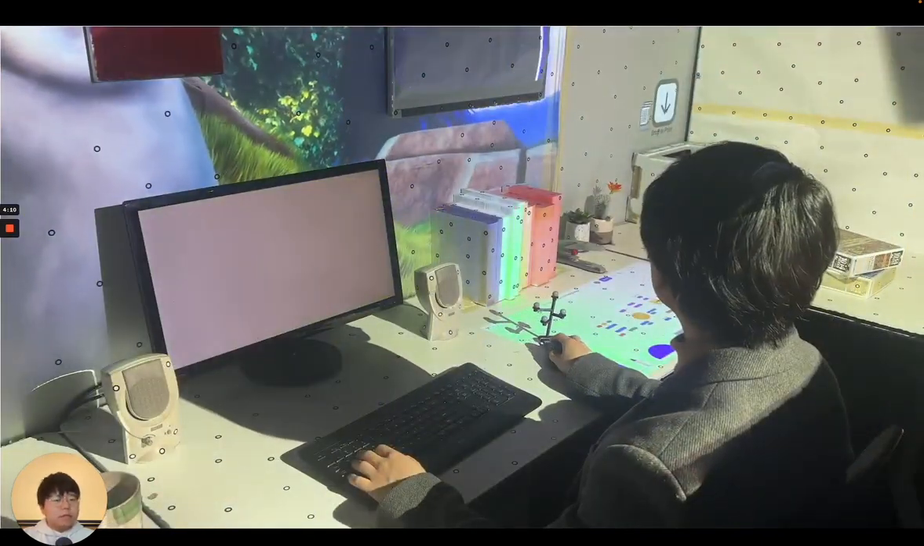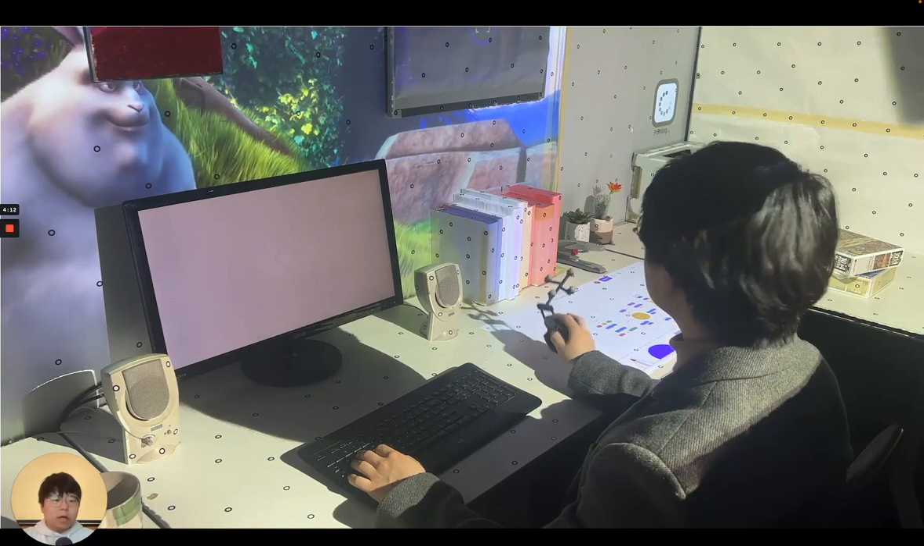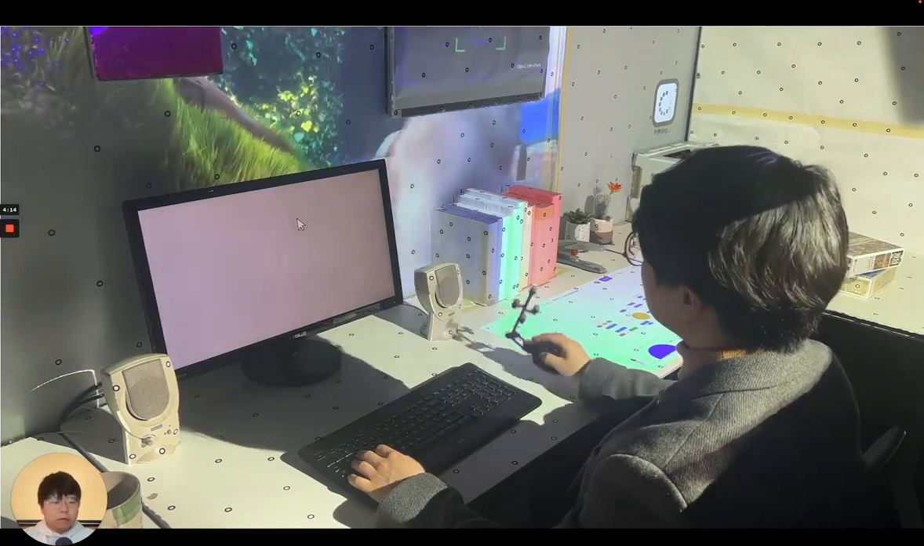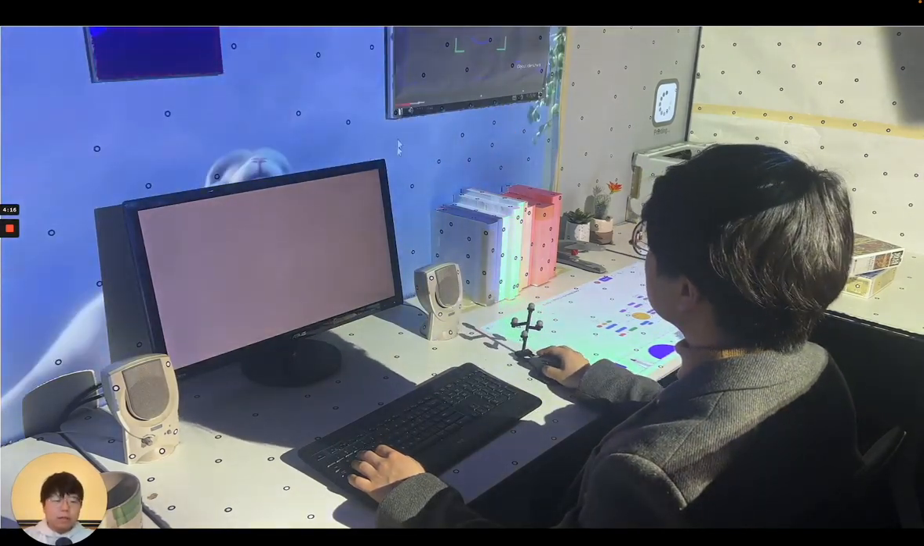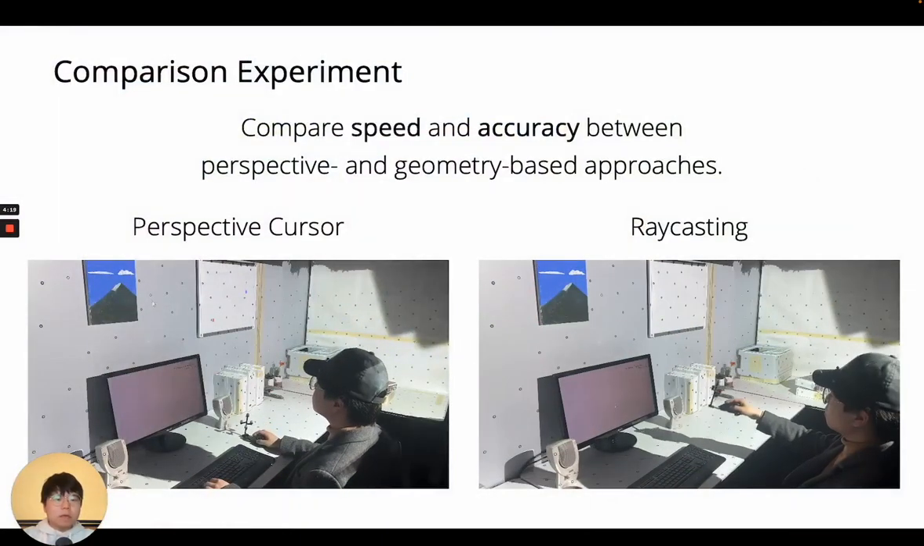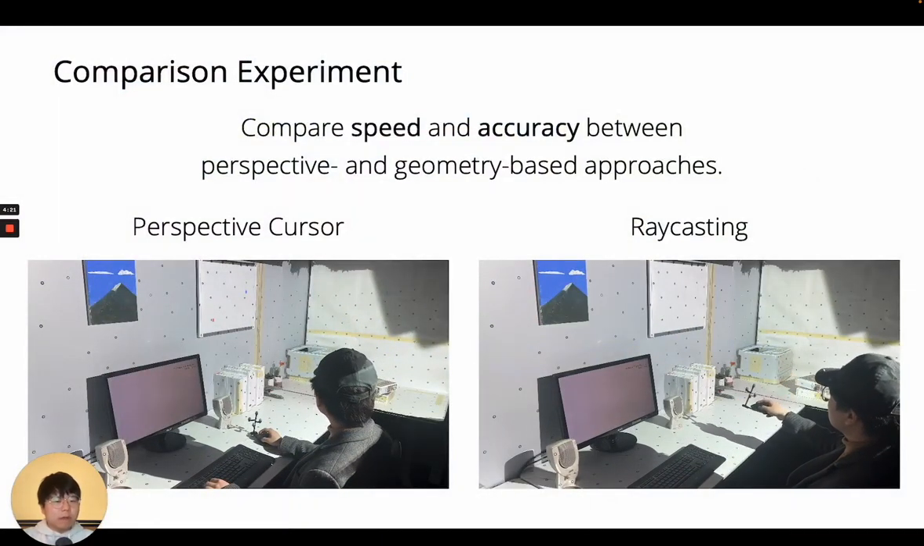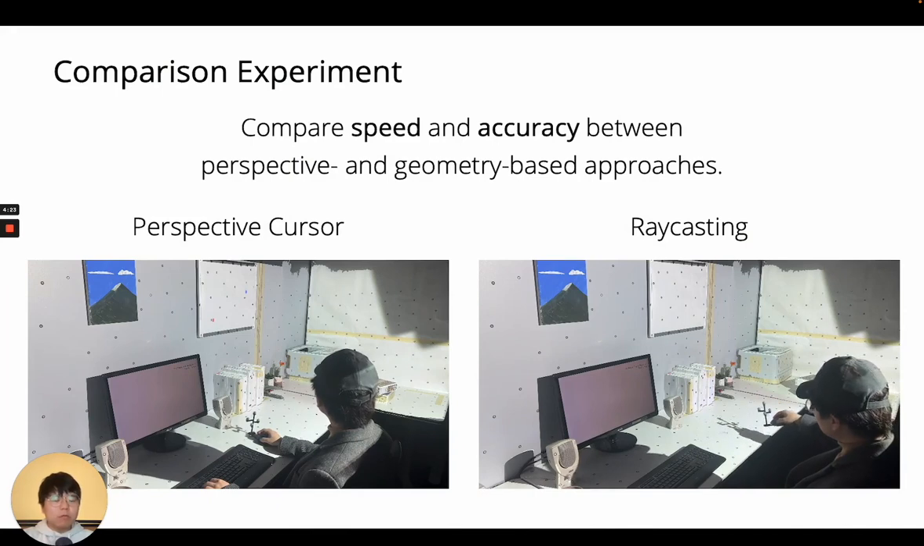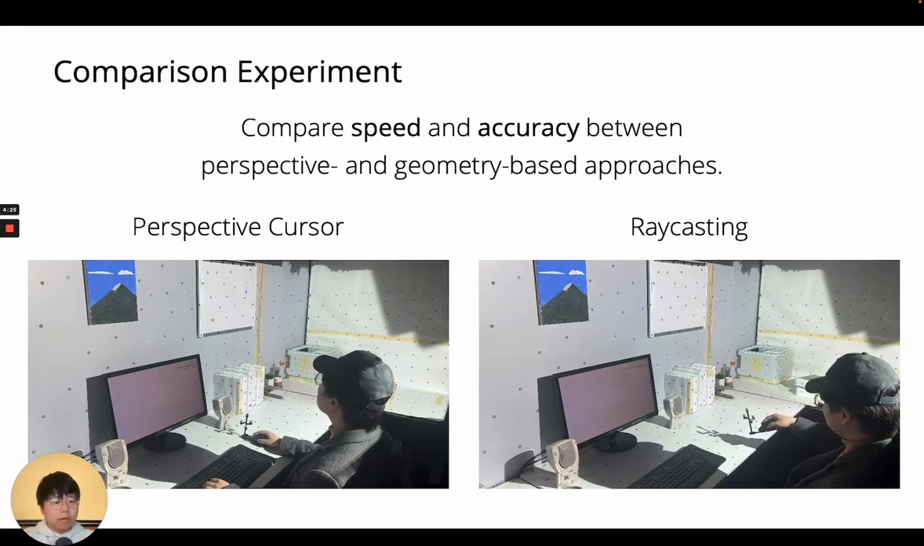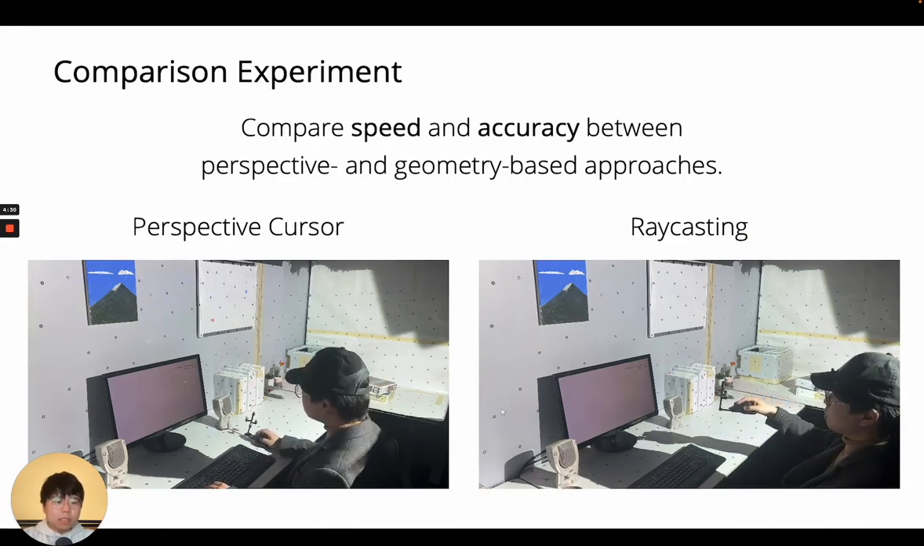In case the cursor is lost, raycast clutching allows the user to reset the position of the cursor by tilting the mouse sideways. We compared the speed and accuracy of Everywhere Cursor's geometry-based movement with perspective-based techniques. For the latter, we had a SAR adaptation of perspective cursor and standard raycasting.